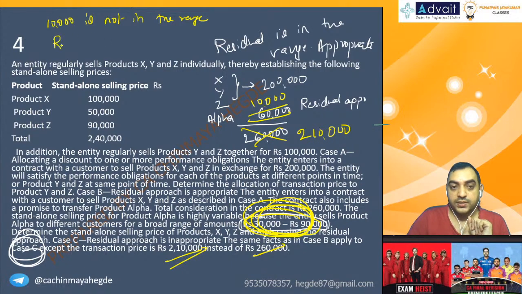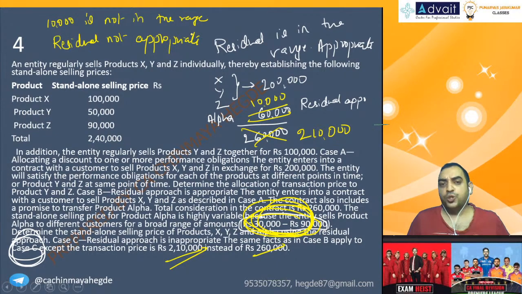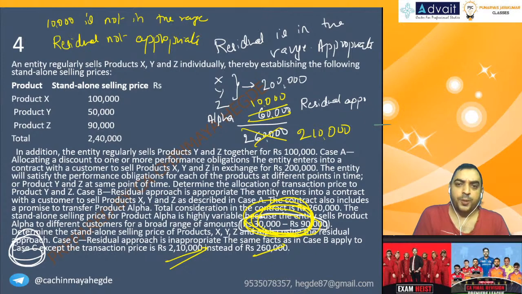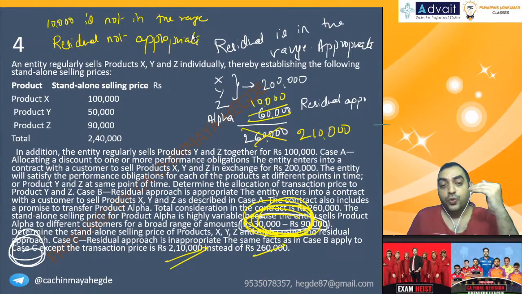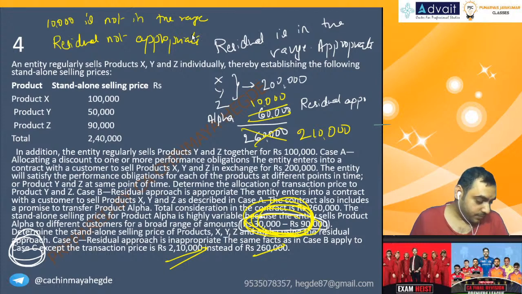So residual is not appropriate. Then what is appropriate in this case? They should go for adjusted market assessment approach or cost plus profit approach. Some approach we don't know in this problem, but we just have to say residual approach in case C is not appropriate because the residual amount is not within the range. So that's how you analyze case A, case B and case C.